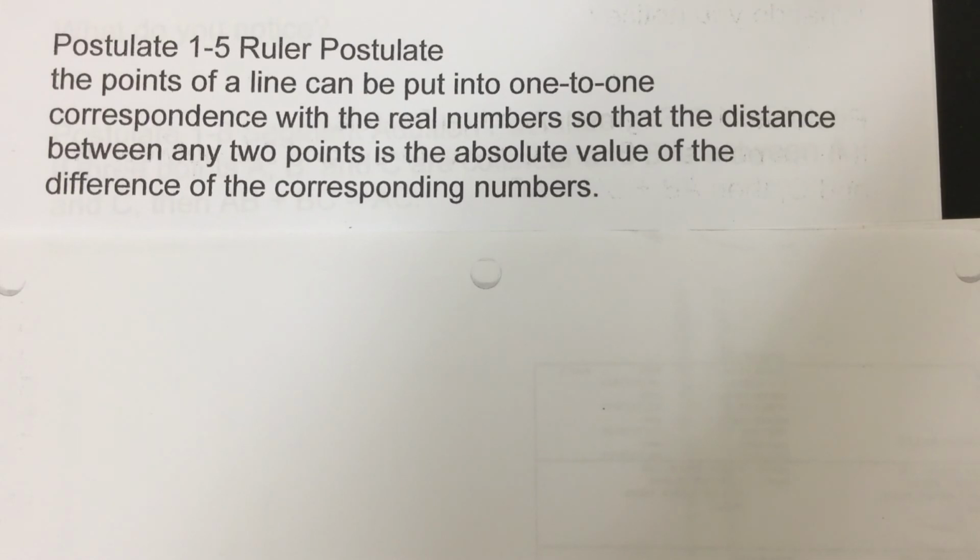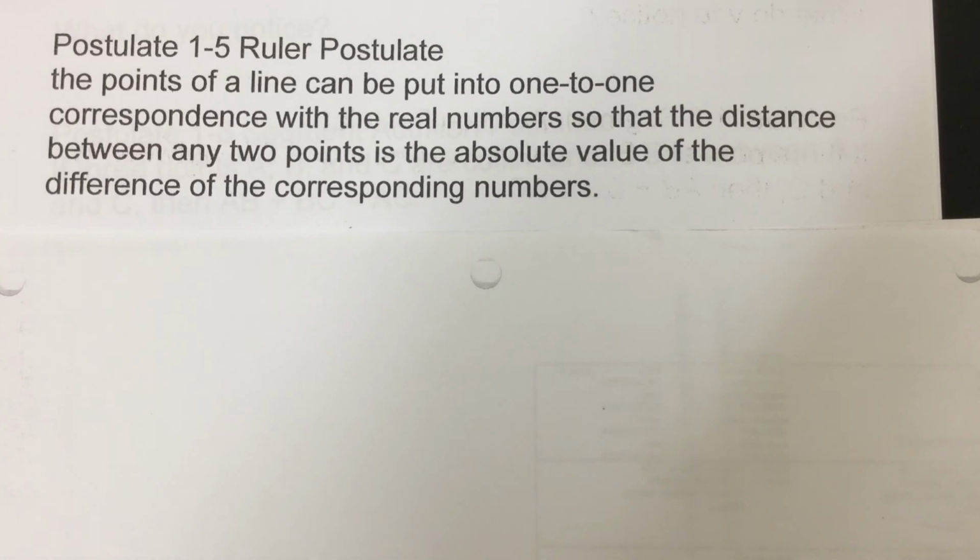Postulate 1.5, the ruler postulate. The points of a line can be put in a one-to-one correspondence with the real numbers. So think of your number line as an example of that, so that the distance between any two points is going to be the absolute value of the difference between the corresponding numbers. So if we're looking at that number line, we have a set unit of how far apart the dots are, how far the numbers are apart.